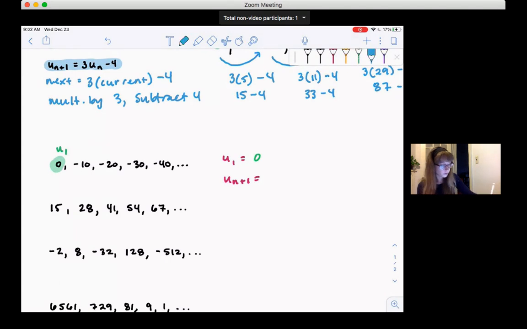For the rule, we need to figure out what is the pattern of this sequence. So look for arithmetic or geometric. 0 to minus 10, that's subtract 10. Minus 10 to minus 20 is also subtract 10. Minus 20 to minus 30 is also subtract 10. So this is basically saying that to get the next term, we take the current term and we subtract 10. So UN plus 1 is going to be UN, the current term, minus 10.